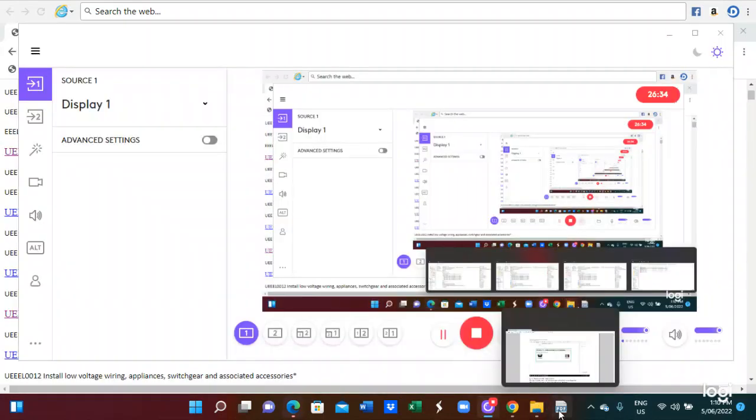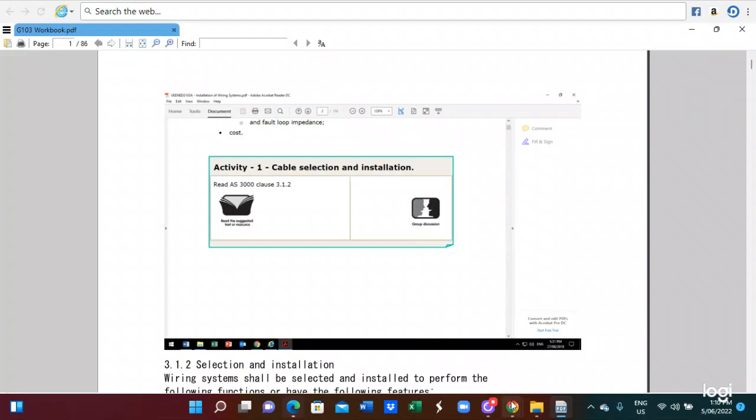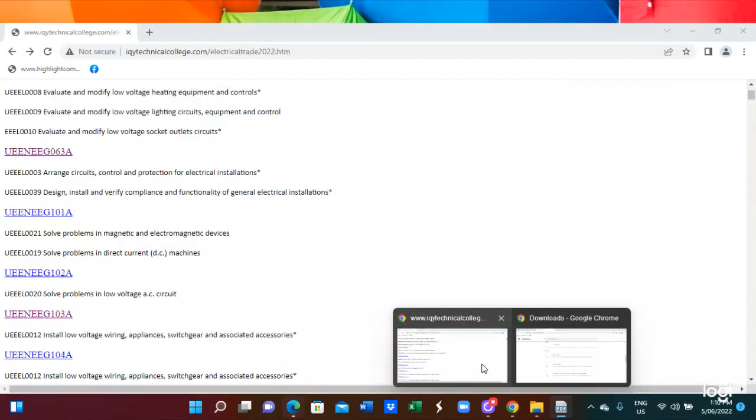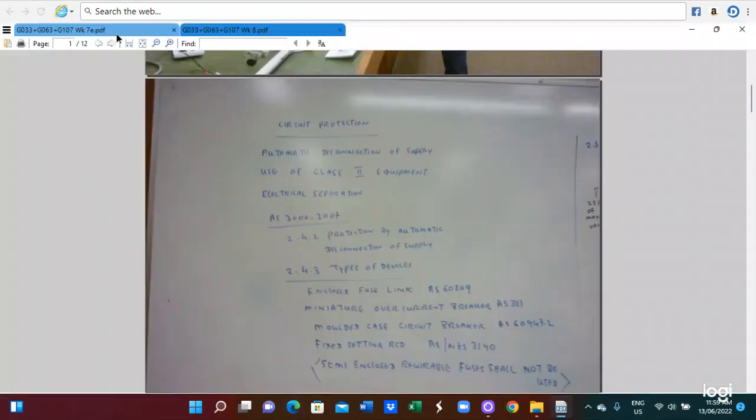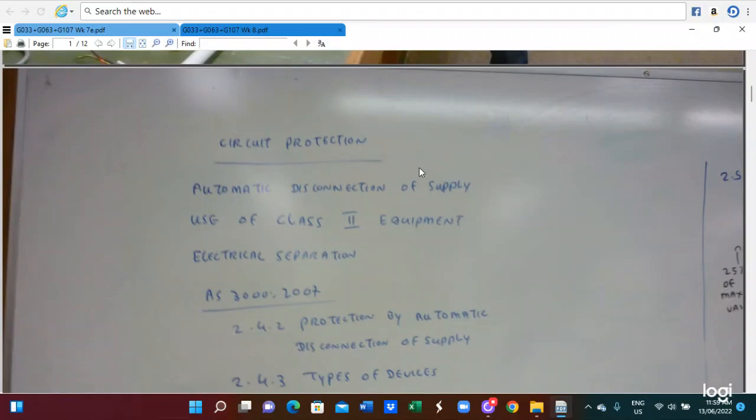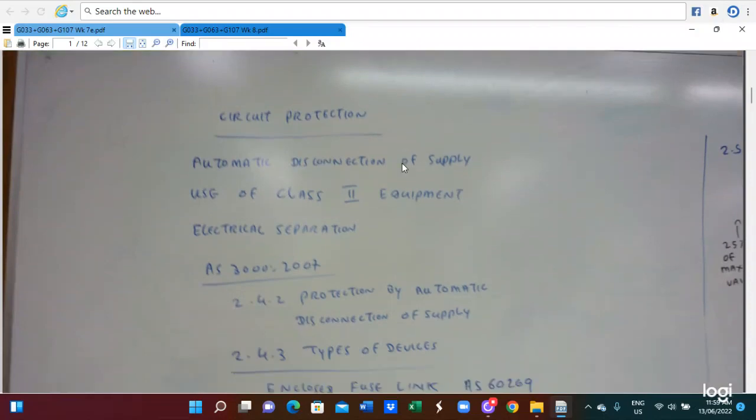Okay, the next one is electrical trade G1 or 3. The website is where you have to enter. Today's lesson, I explain about circuit protection.